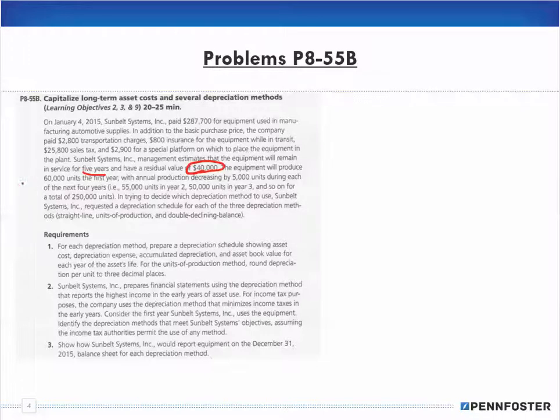The equipment will produce 60,000 units the first year, with annual production increasing by 5,000 units during each of the next 4 years. For example, 55,000 in year 2, 50,000 in year 3, and so on, for a total of 250,000 units. And so that has to do with units of production, right? In trying to decide which depreciation method to use, Sunbelt Systems requested a depreciation schedule for each of 3 depreciation methods: straight line, units of production, and double declining balance.